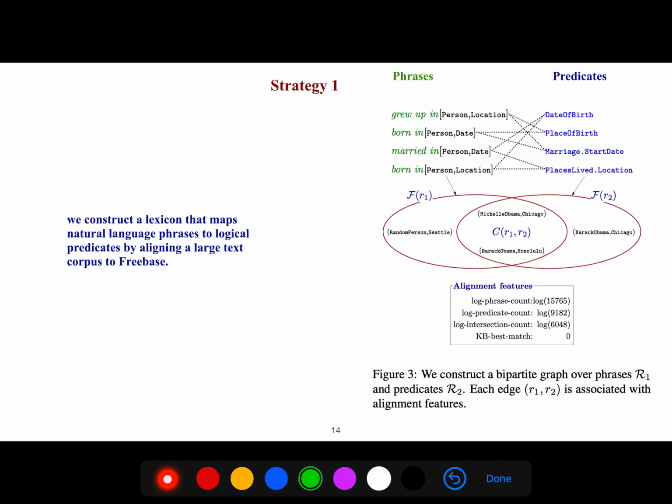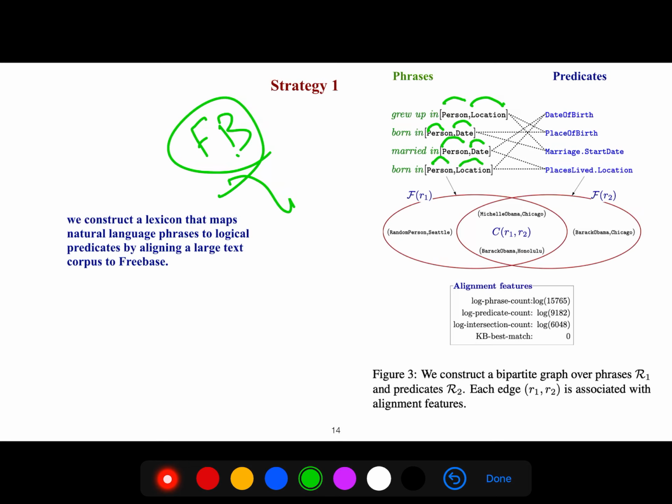First of all, it is typed in Freebase. It is typed, it means that each one has a type. For example, this is person and location. A person grew up in some location. A person is born in some date. A person is married in some date. A person is born in some location.